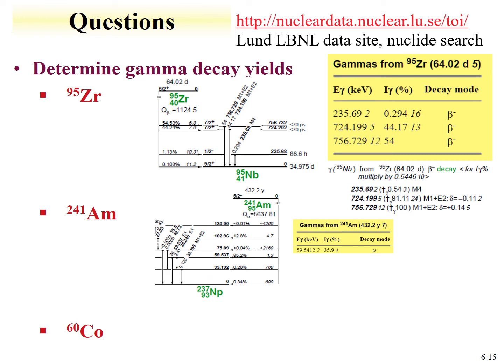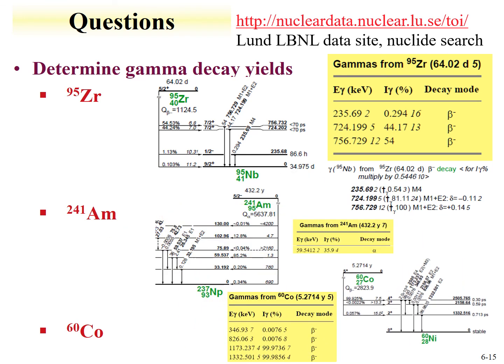Another example could be cobalt-60, again from the Lund LB&L site. We get the data. We see that there are 2 intense photopeaks, each one above 1000 keV, and yields on the order of 99%. And what this looks like from the decay scheme, this cobalt-60 5+ decays to a 4+ state 99.925% of the time.